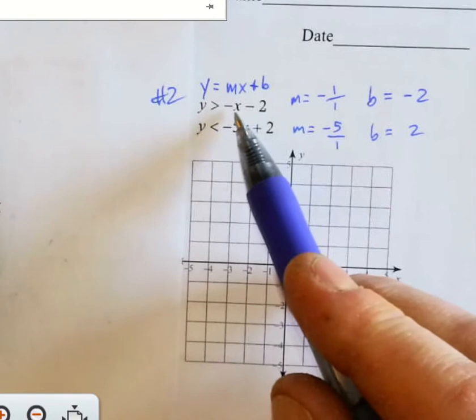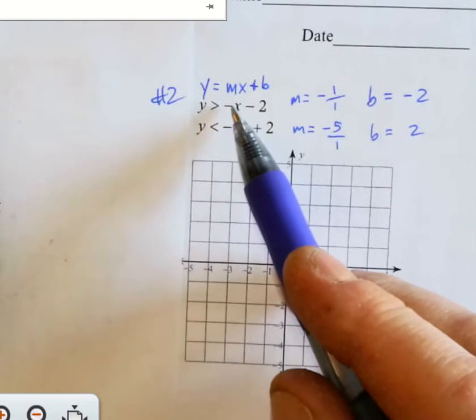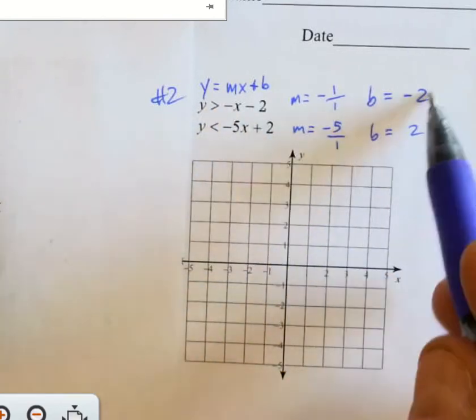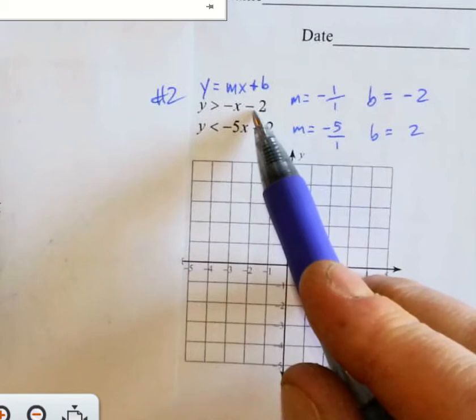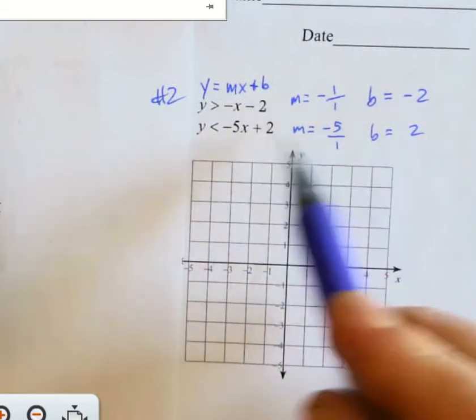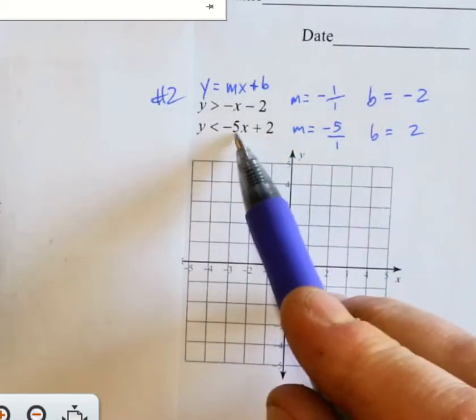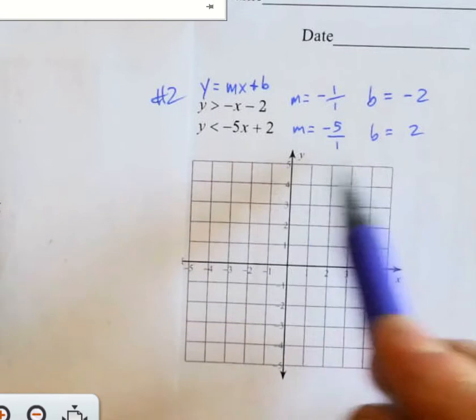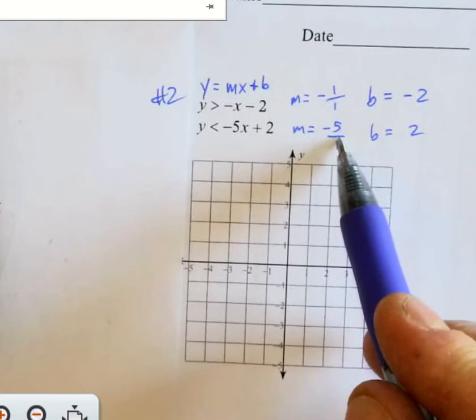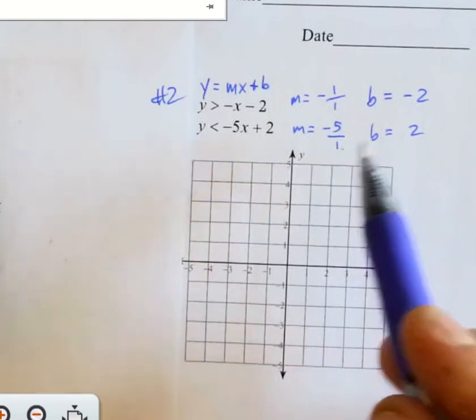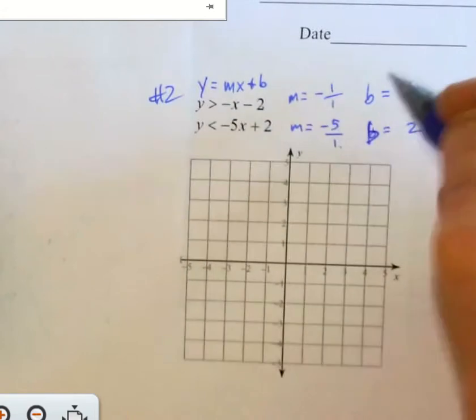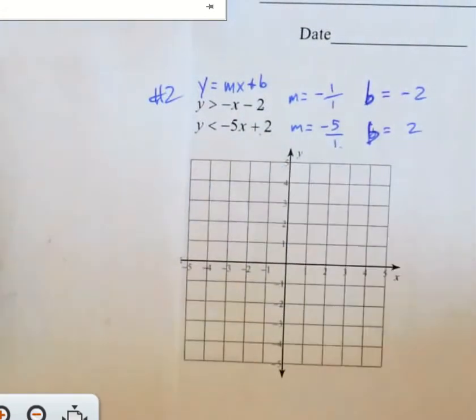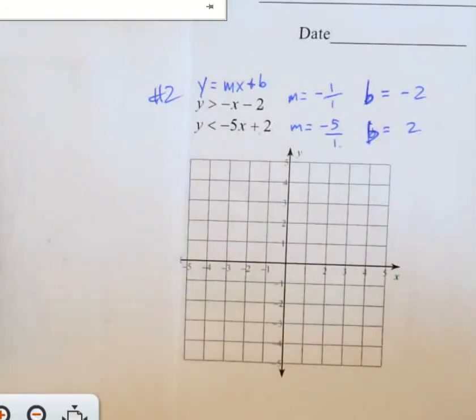So our slope for this first one is -1/1. So there's an implied 1 in front of there. Right? And our y-intercept is -2. Second equation, our slope in front of the x is -5/1. Right? Rise -5, run 1. And our y-intercept, this is a b, not a 6. B is +2.